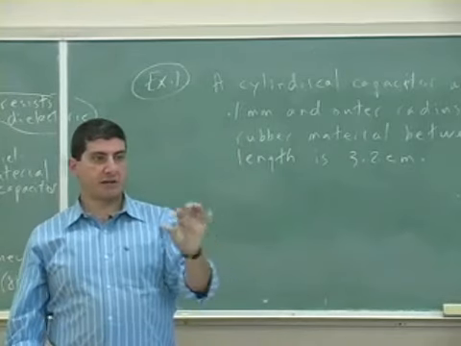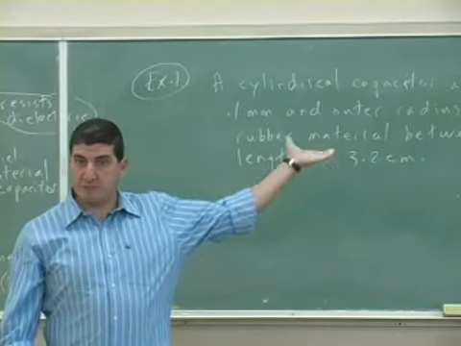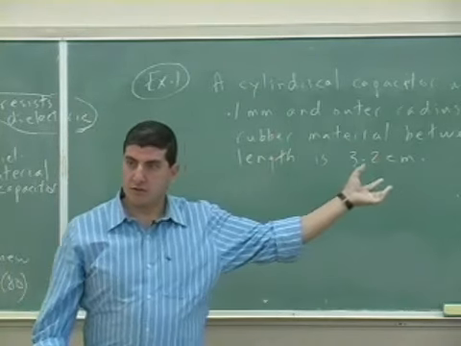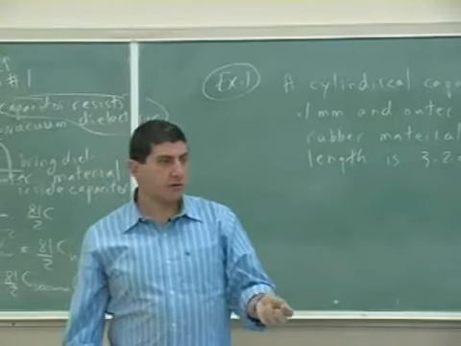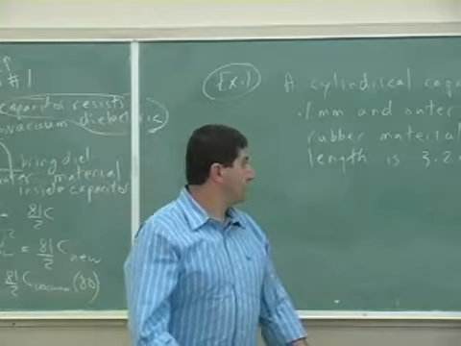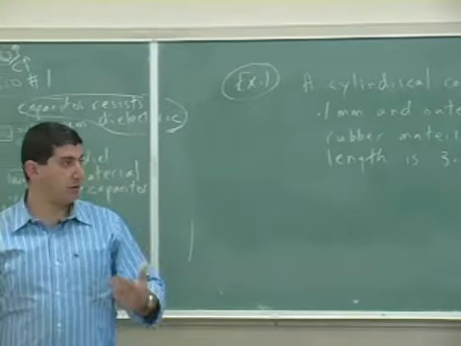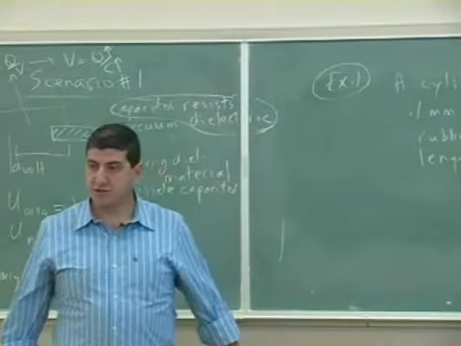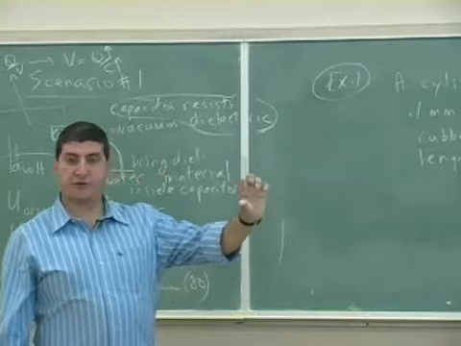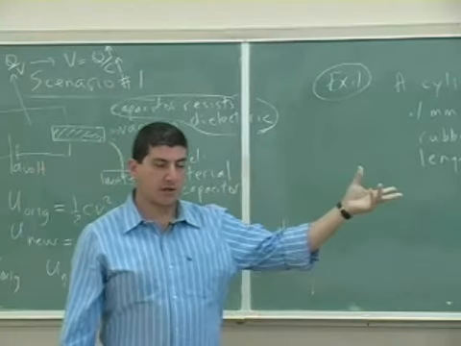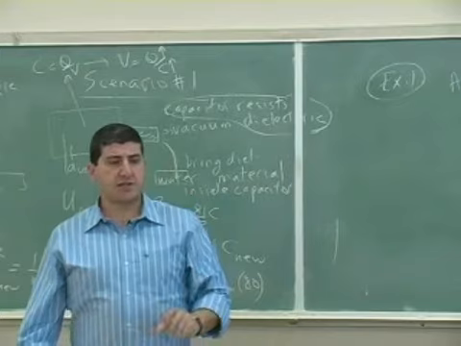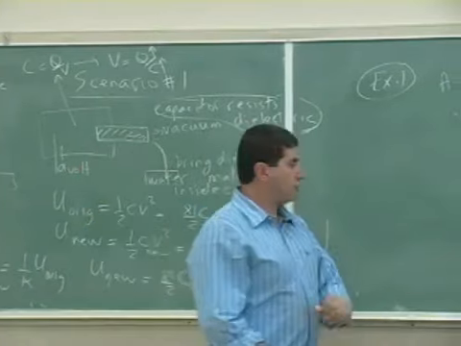So if you go buy a capacitor at Radio Shack, it might be this kind of a capacitor. It might have an inner radius of 0.1 millimeters, 0.8 millimeters, and it might have some kind of rubber material in there. It might have a length of about 3.2. So it's a realistic capacitor. Okay. Now, say on top of this, the capacitor is hooked up to a 9-volt battery.